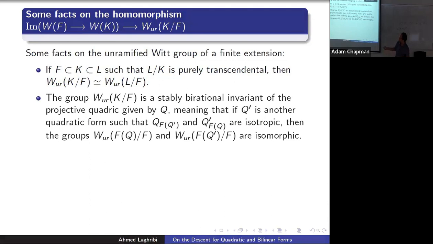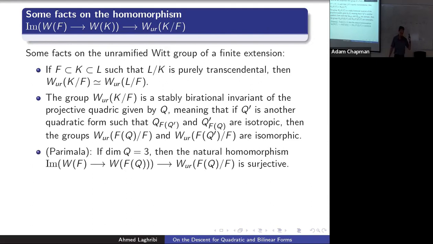And now, sorry, I didn't correct something. I have a problem with my Beamer, so this K here should be F(Q), okay? So this is related to the quadric given by Q. And this unramified Witt group is a stably birational invariant of the quadric, which means that if you have another quadratic form Q prime, such that Q is isotropic over F(Q prime) and vice versa, then these two groups are isomorphic. So you have another invariant of the quadric.